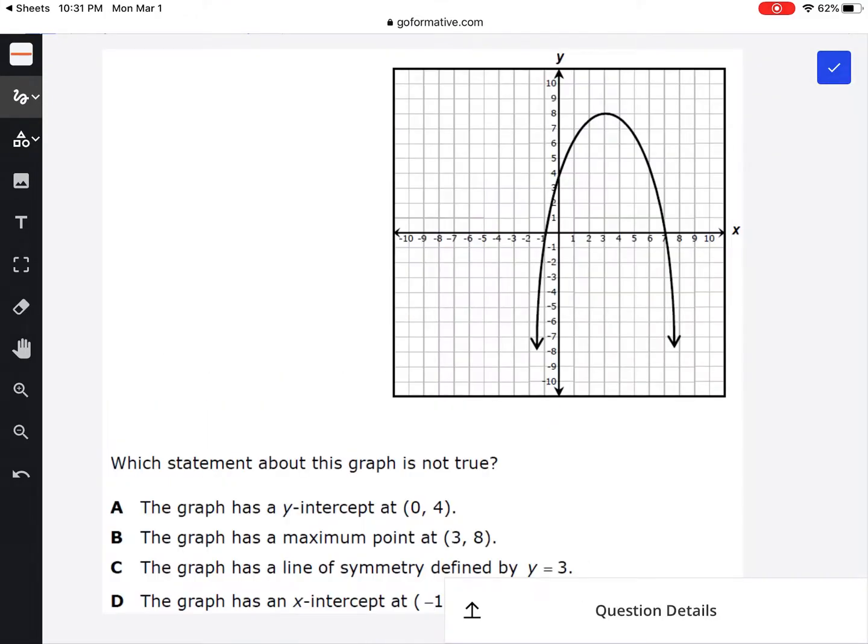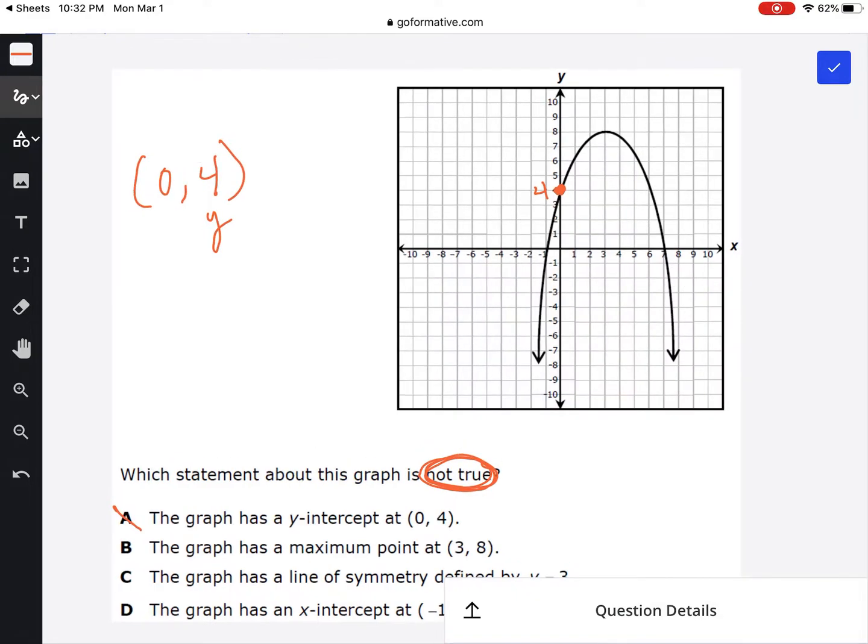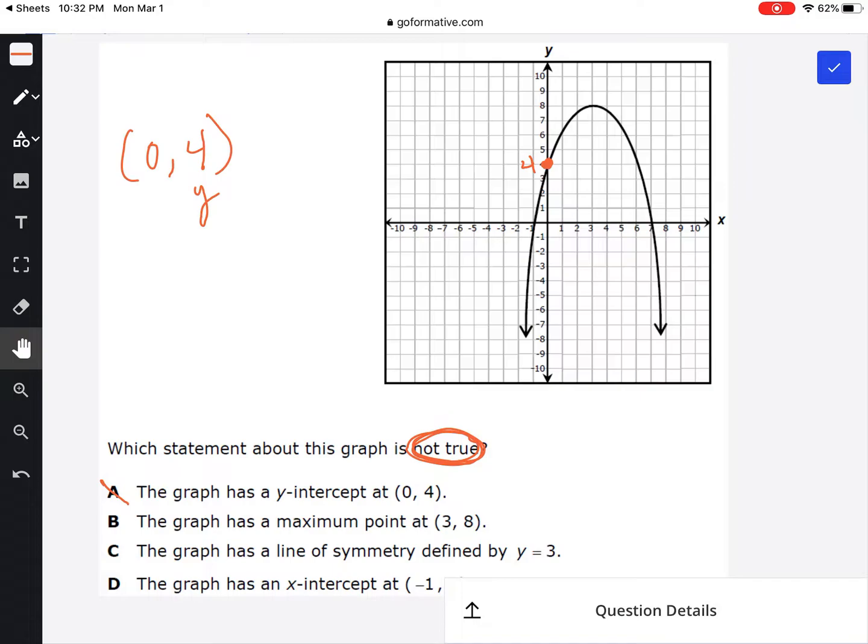Number 2 is asking, which statement about this graph is not true? Okay, letter A. The graph has, so wait, pause. We're looking to see what is not true. So which of these things is not true? The graph has a y-intercept at 0, 4. Here's the y-axis. Here's where it touches. Yes, that's at the number 4. What I know about a y-intercept is that it's written with the number in the y spot of the ordered pair. So it can't be A because that is true. The y-intercept is in fact at 0, 4. So the correct answer is not A.